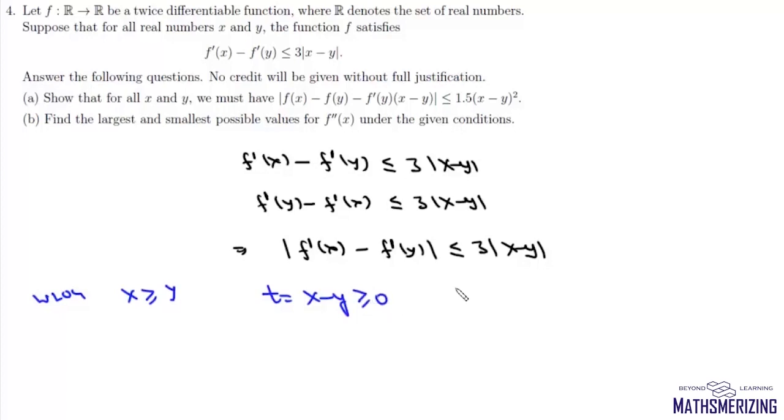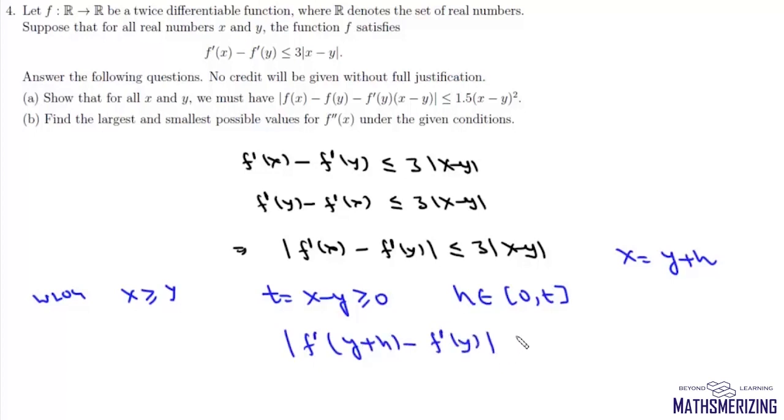Now if we choose some h which lies between 0 and t, if we take this x as y plus h, we can write this as mod of f dash y plus h minus f dash y will be less than or equal to 3 times mod h. Now what we'll do is, we'll integrate both sides from 0 to t.